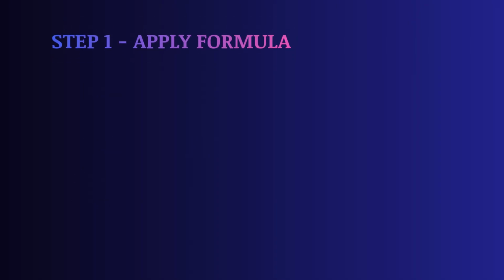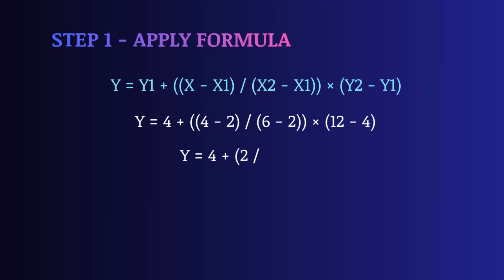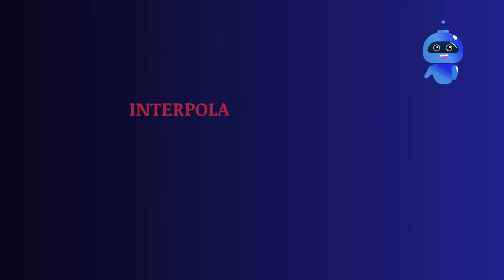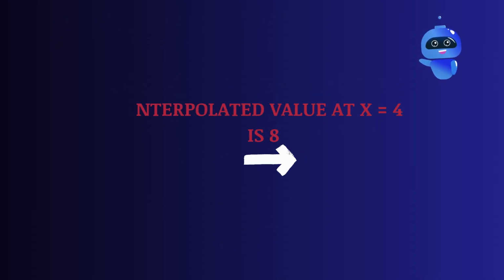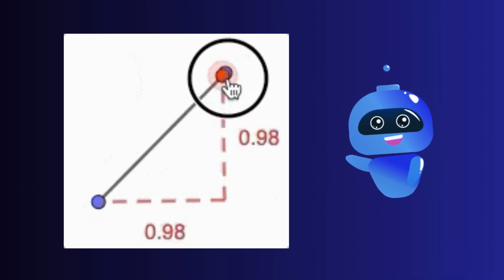Step 2. Apply the formula. y = 4 + ((4 - 2) / (6 - 2)) * (12 - 4). y = 4 + (2 / 4) * 8. y = 4 + 0.5 * 8. y = 4 + 4. y = 8. So the interpolated value at x = 4 is 8. This shows that the value increases proportionally between the two known points.